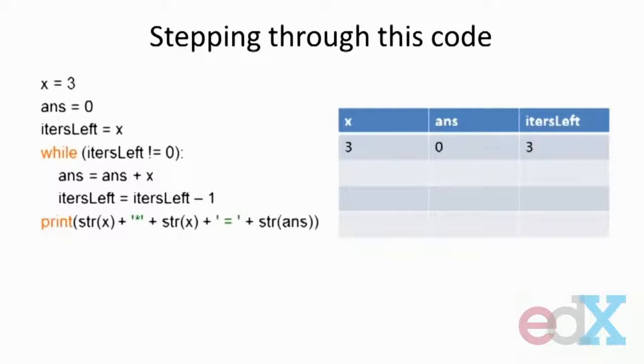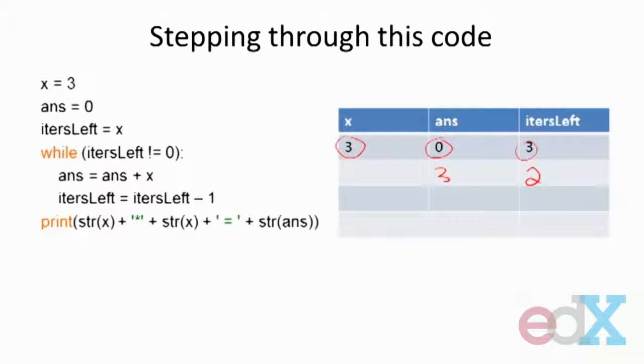The while loop says, test to see if this is equal to 0. Since it is not equal to 0, the test is true, and therefore, I take the current value of answer, the current value of x, add them together, and rebind that to answer. I then take iter's left, subtract 1 from it, and rebind that to iter's left. So I've decremented iter's left, and I've incremented answer.